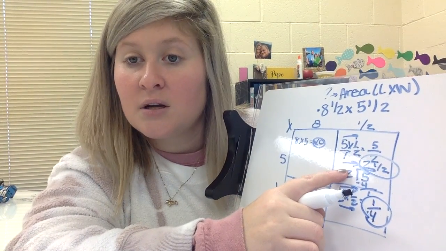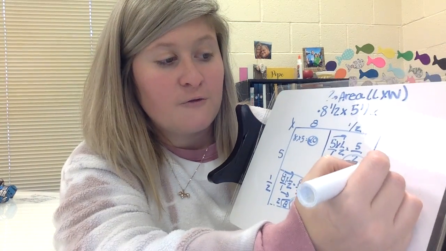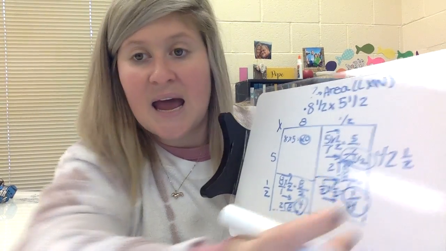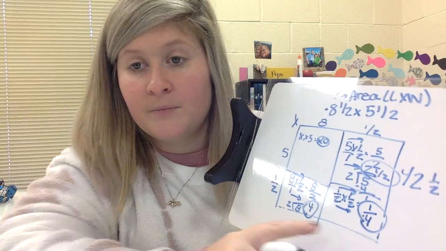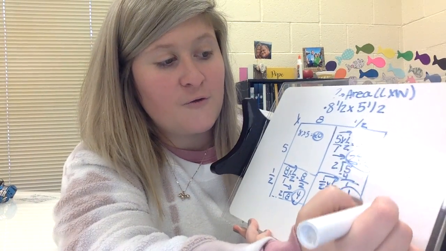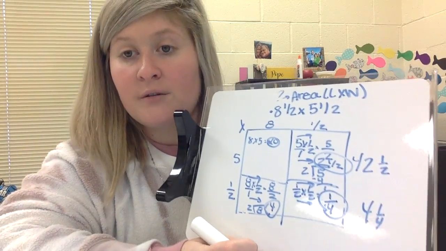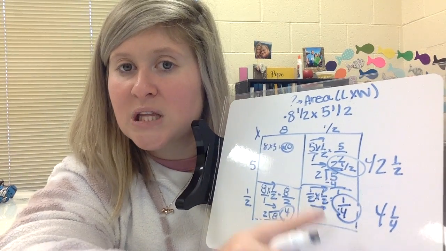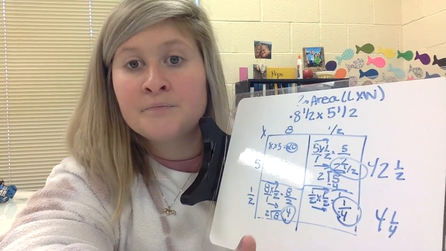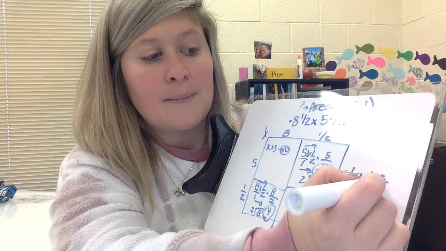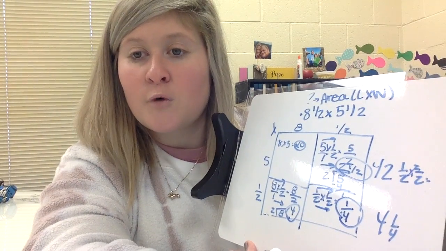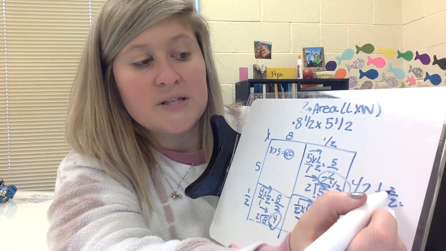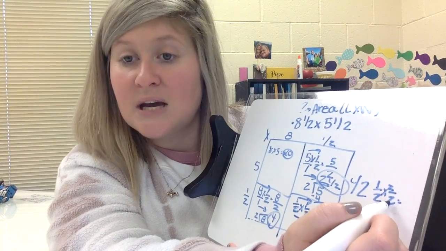40, 2 and 1/2. 42 and a half. 4, 1/4, 4 and 1/4. What could I multiply 1/2 by to get a denominator of 4 so that these are even and I could add them together? 2. So I'm multiplying the top and bottom by 2. Okay. 42, and then it turns into 1 times 2 is 2. 2 times 2 is 4.